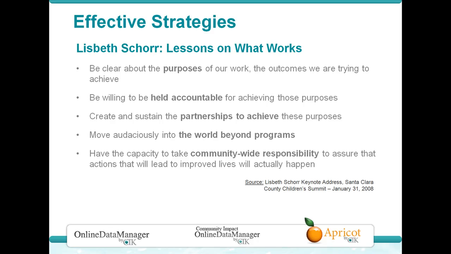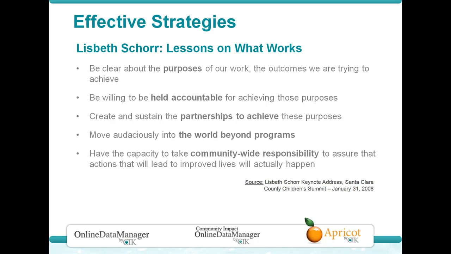Two, we must be willing to be held accountable for achieving those purposes. So accountability becomes key. The third is we need to create and sustain the partnerships necessary to achieve these purposes. Because again, no one institution or organization can do it alone. It takes partnerships if we're going to be effective. The fourth is that we need to move audaciously into the world beyond programs.